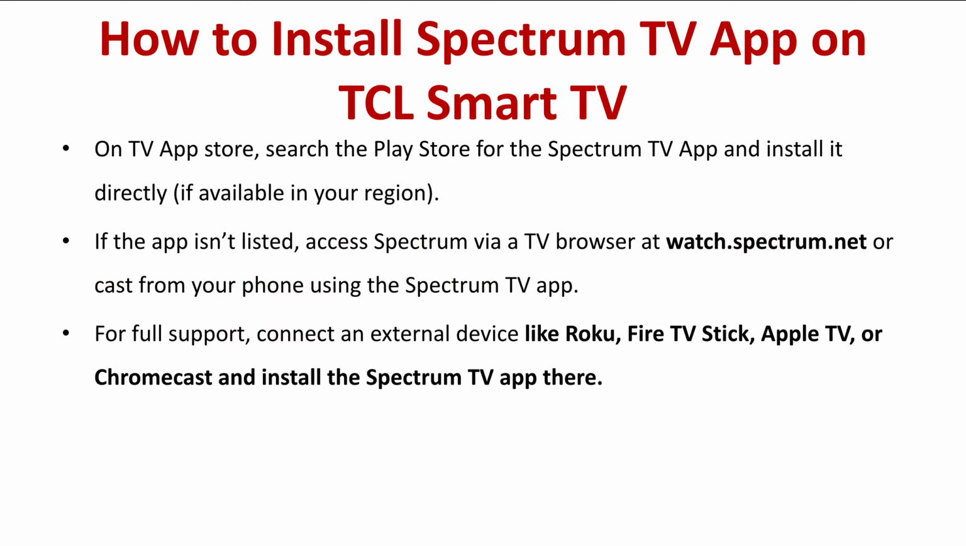So how to install Spectrum TV on Smart TV? On the TV app store, search for Play Store for the Spectrum TV app and install it directly. If the app isn't listed, access Spectrum via your TV browser at watch.spectrum.net or cast from your own phone using the Spectrum TV app. For full support, connect an external device like Roku, Fire Stick, Apple TV or Chromecast and install the Spectrum TV app there.